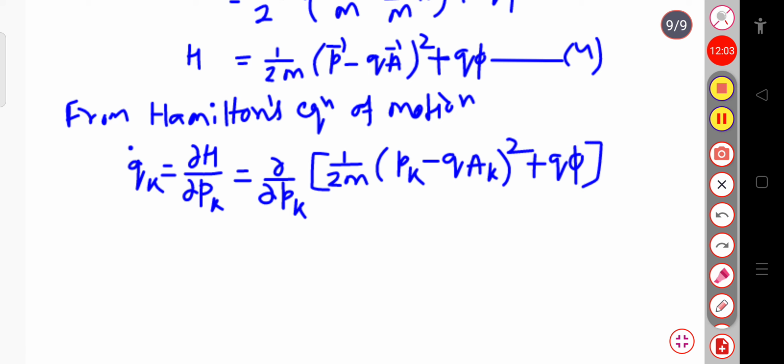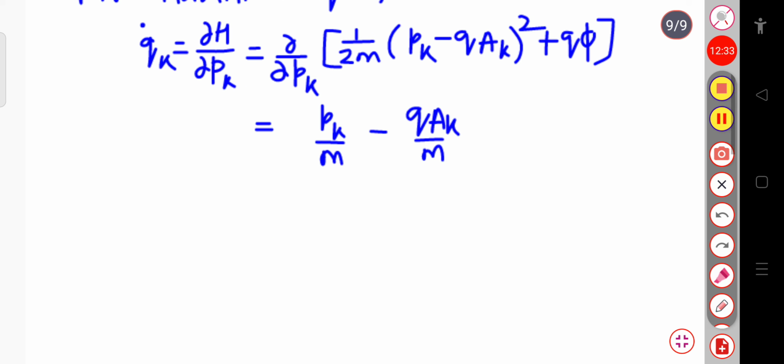Now if I take the derivative with respect to p, the first term will be pk divided by m, minus, for the second term, because if I take the derivative of this, the 2 by 2 get cancelled, that will be 1/m times the derivative of the total term. So for the first term this will be pk, then minus q Ak divided by m. And for this q φ, that term goes to 0.